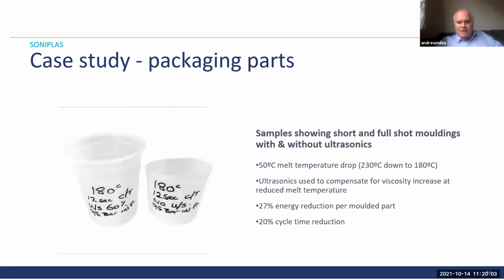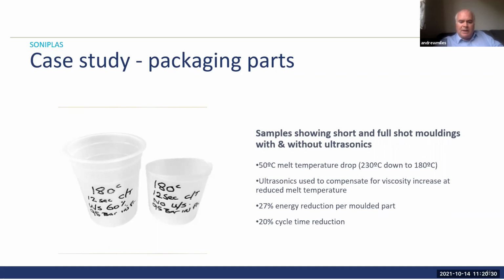This is just one case study of a packaging part. On the left, you can see the part that would normally be molded at around 230 degrees C. That's a full shot part, akin to a pot noodle size molding. We then stepped down the melt temperature and achieved a 50 degrees C drop in melt temperature. When we ran the machine without the ultrasonics, it produced the part on the right, which is reject.